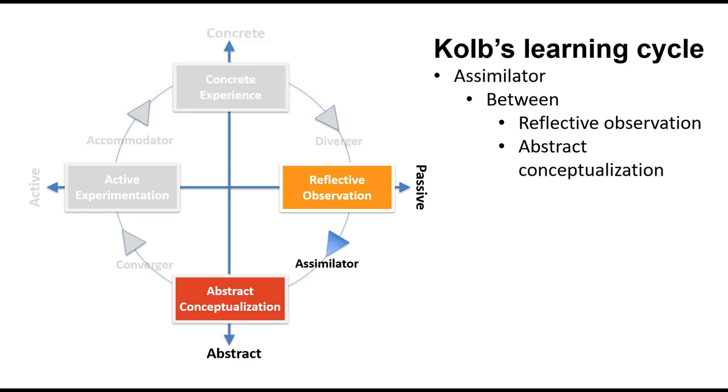The Assimilator is placed between reflective observation and abstract conceptualization. These learners are motivated to answer the question, what is there to know? They like the accurate, organized delivery of information, and they tend to respect the expert's knowledge. They aren't that comfortable randomly exploring a system, and they like to get the right answer to the problem.